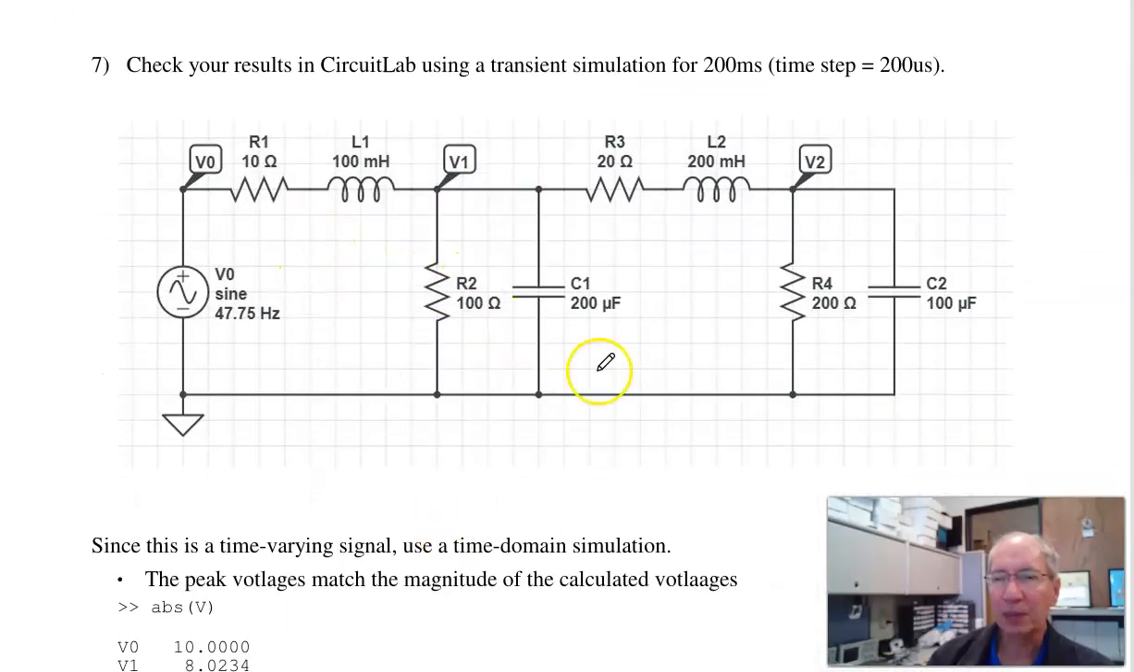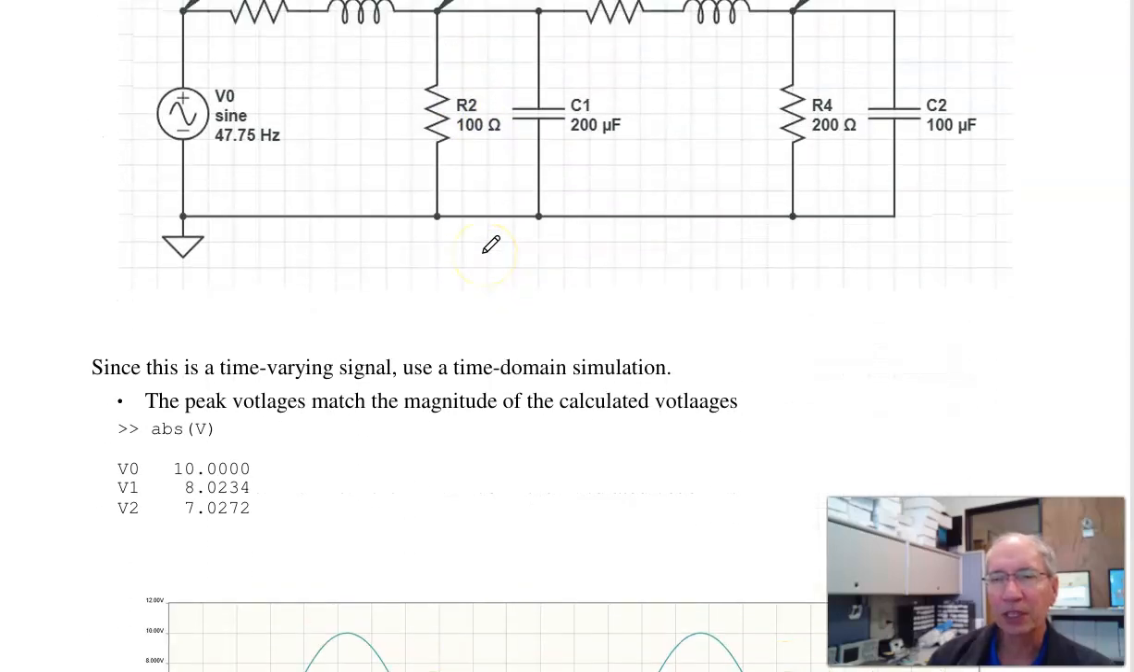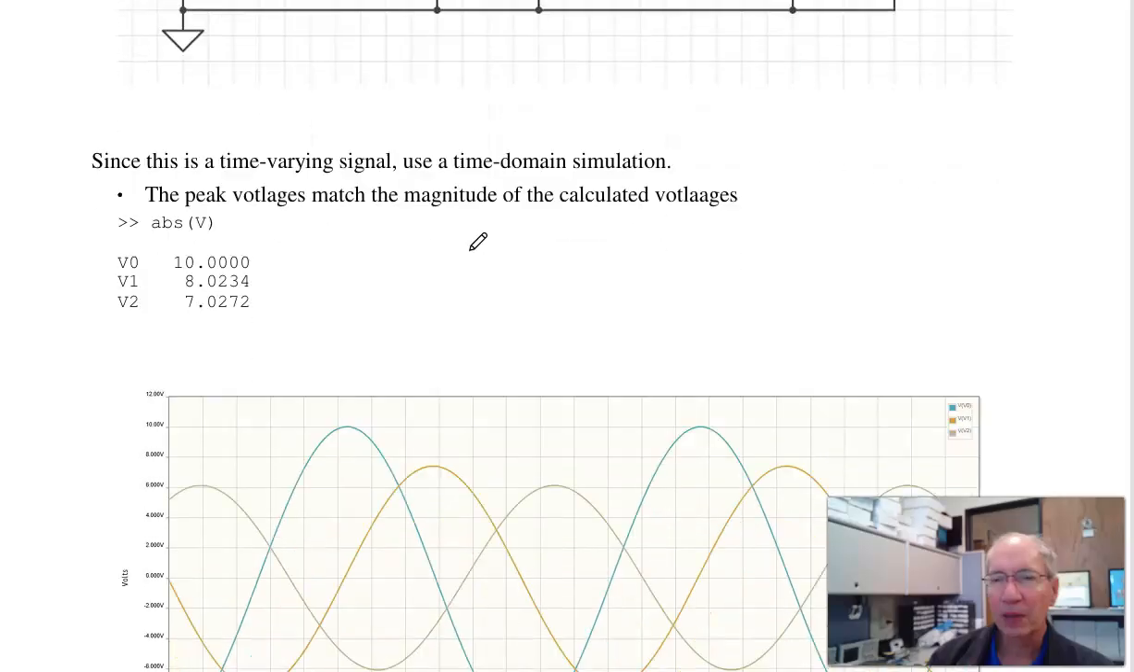In CircuitLab, build the circuit, make this a sine wave at 300 radians per second. Omega is 2 pi f. Frequency is in hertz. That's not natural. Radians per second is natural units. So if this is 300, divide by 2 pi, I get 47.75 hertz. Here I have to do a transient simulation, because these are sine waves. I need to see what the waveforms look like. So I run a transient simulation for a couple cycles.